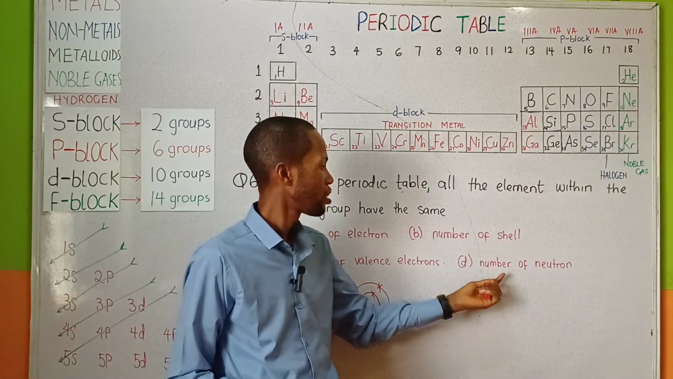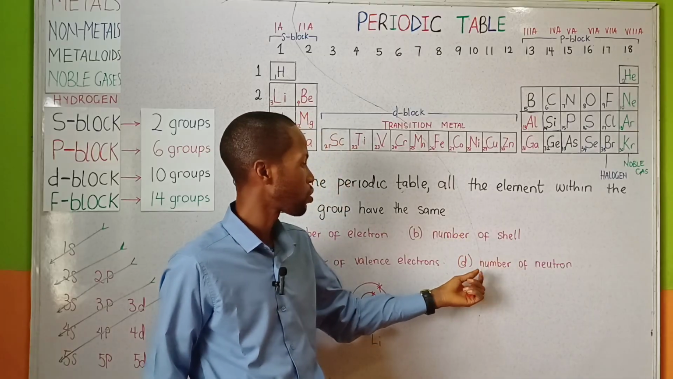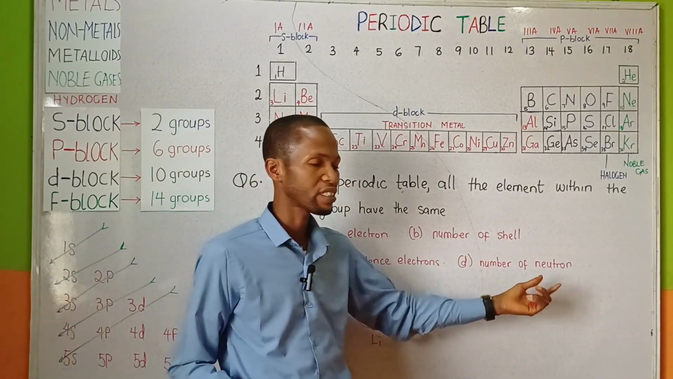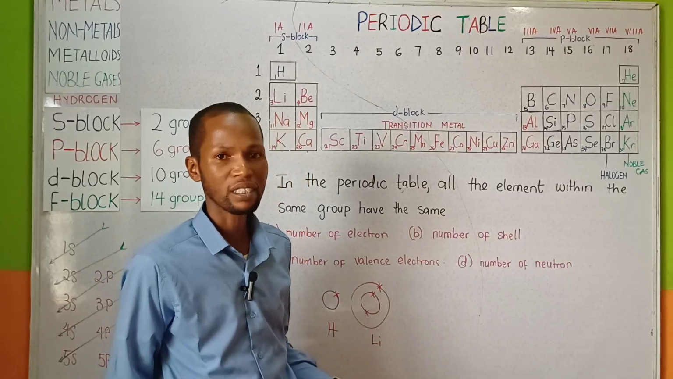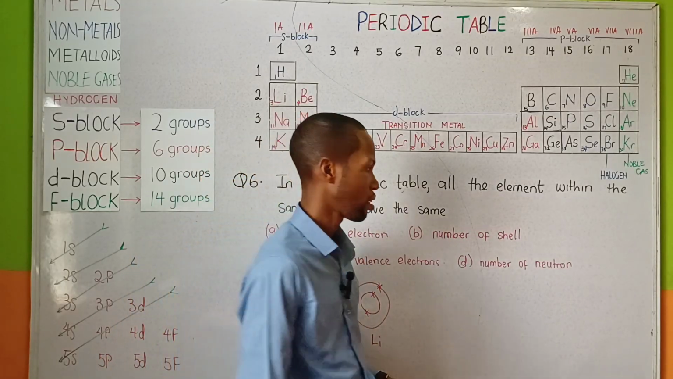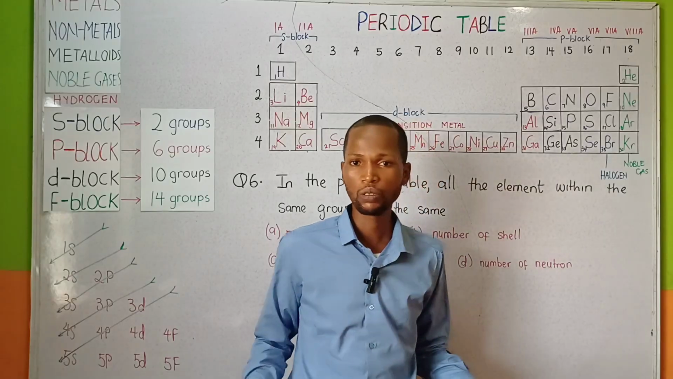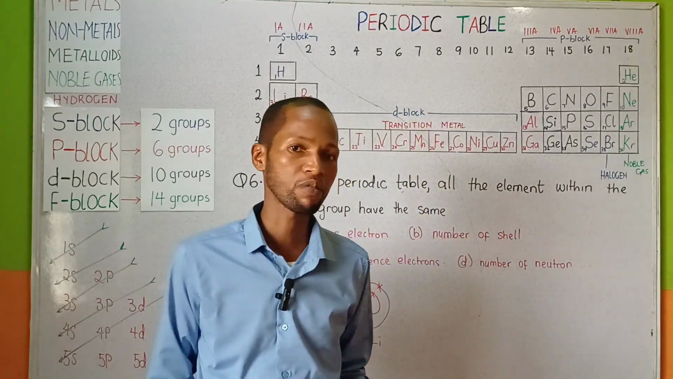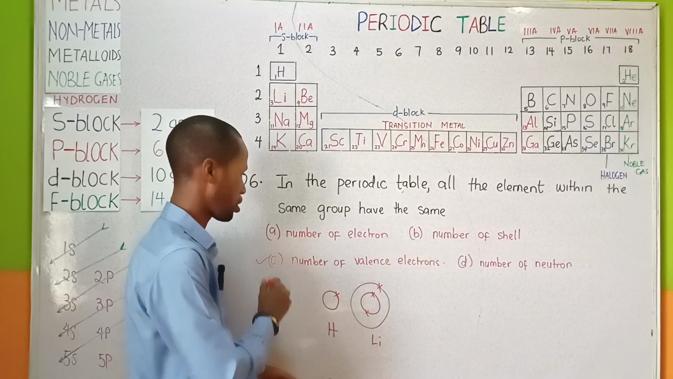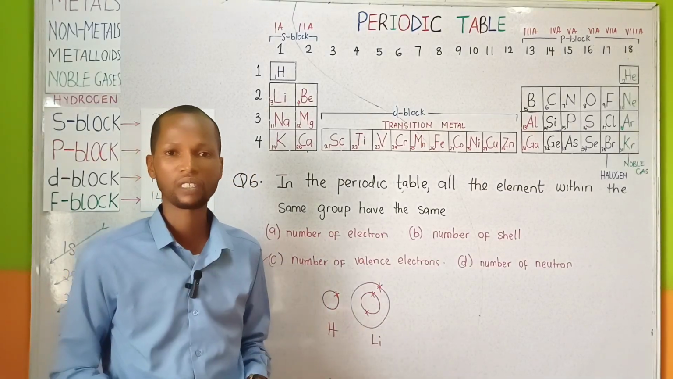Option D says elements in the same group have the same number of neutrons. Neutron number is determined by subtracting the proton number from the atomic mass. So elements in the same group do not exhibit the same number of neutrons. So the right option is option C. So C is the answer for this question.